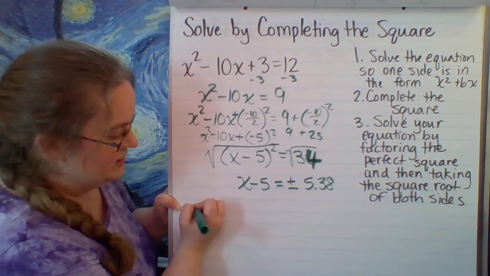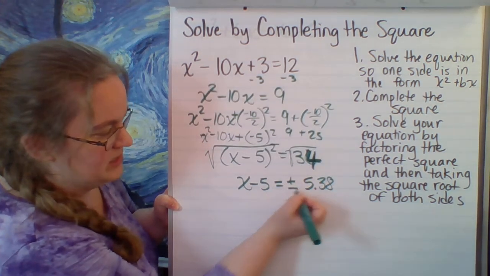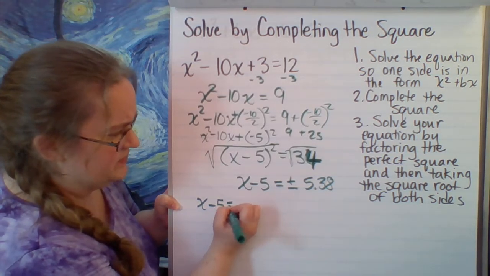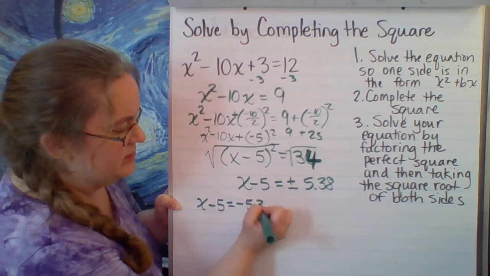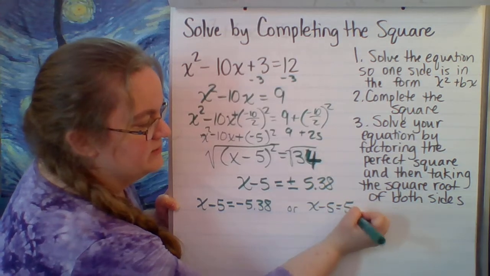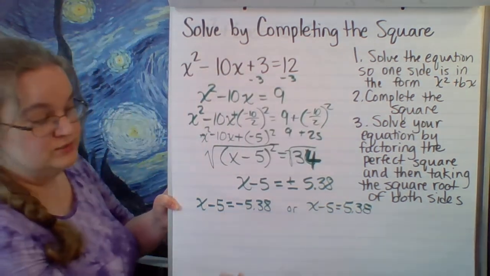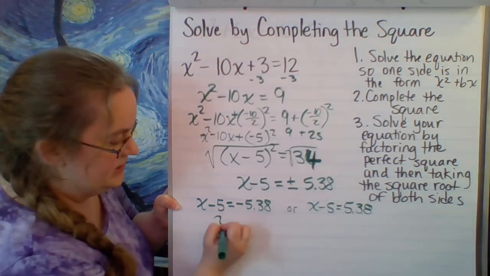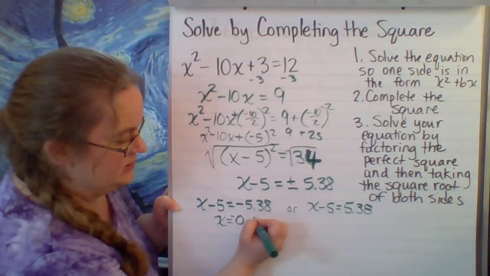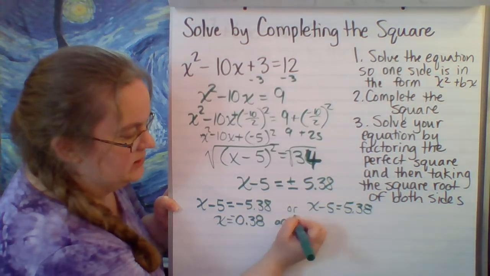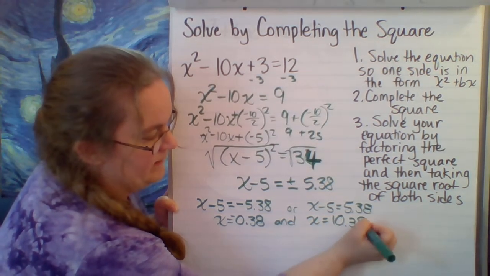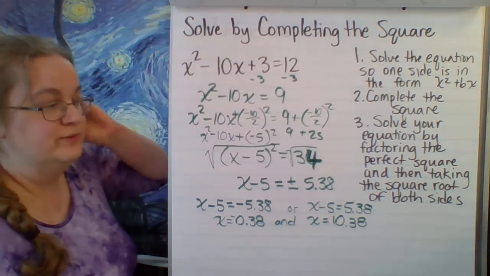And it should be closer to 5, so that makes sense. Okay, so then since it can be positive or negative, to find my final answer, I'm going to do x minus 5 equals negative 5.38, or x minus 5 equals positive 5.38. And so I'm going to solve both of those. Adding 5 to both sides, x equals negative 0.38. And again, adding 5 to both sides, it's going to be positive 10.38.